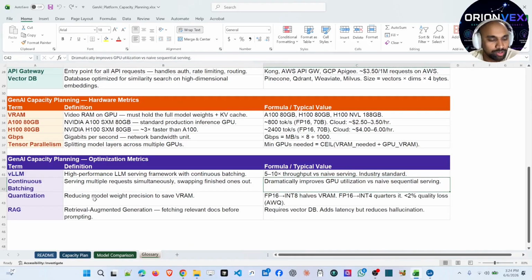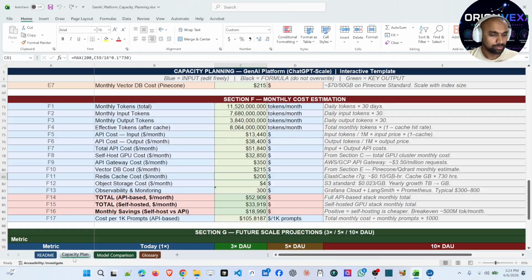Quantization, reducing the model weight. FP16 to int8 will halve the usage of VRAM. FP16 to int4 will quarter the usage of VRAM without significantly reducing the quality of the output. RAG, retrieval augmented generation, is fetching relevant documents before prompting. It requires a vector database and adds latency, but reduces hallucination in the results. Next, go to the capacity planning.